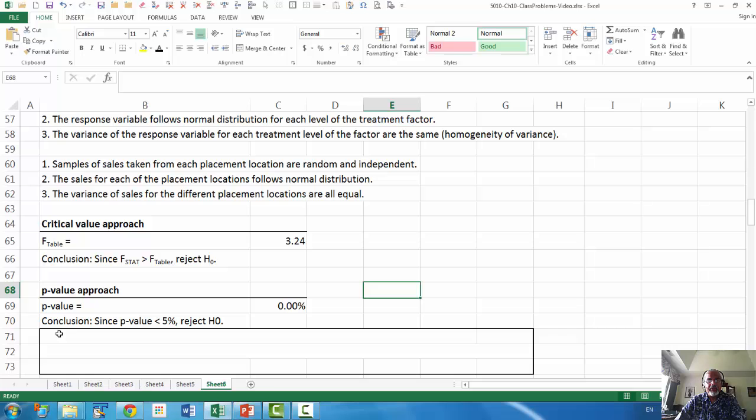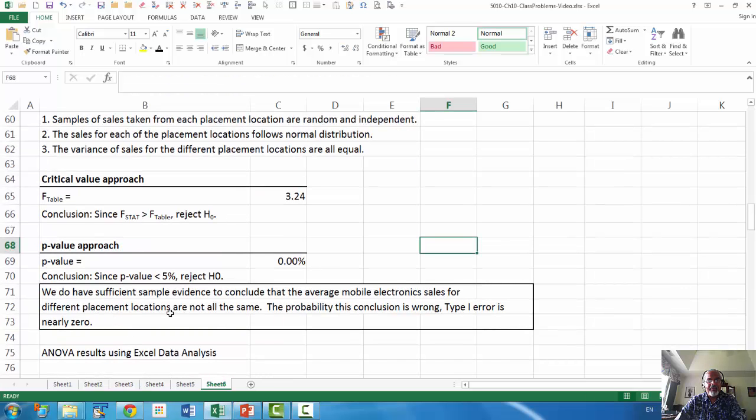So the interpretation now is, we do have sufficient sample evidence to conclude that the average mobile electronic sales for the different placement locations are not all the same. The probability that this conclusion is wrong, which is type 1 error, is nearly 0. Don't say 0 because the p-value can never be 0. So here it says it is very small, close to 0, so it is nearly 0.